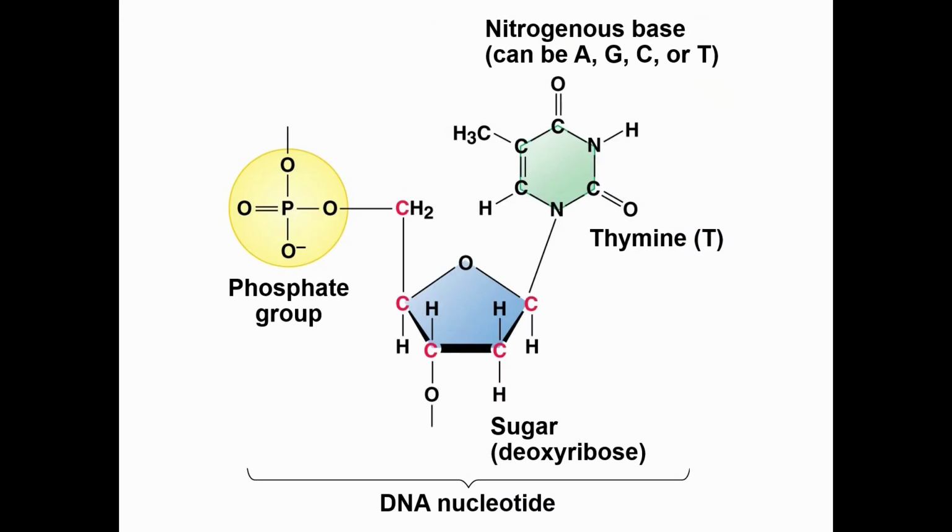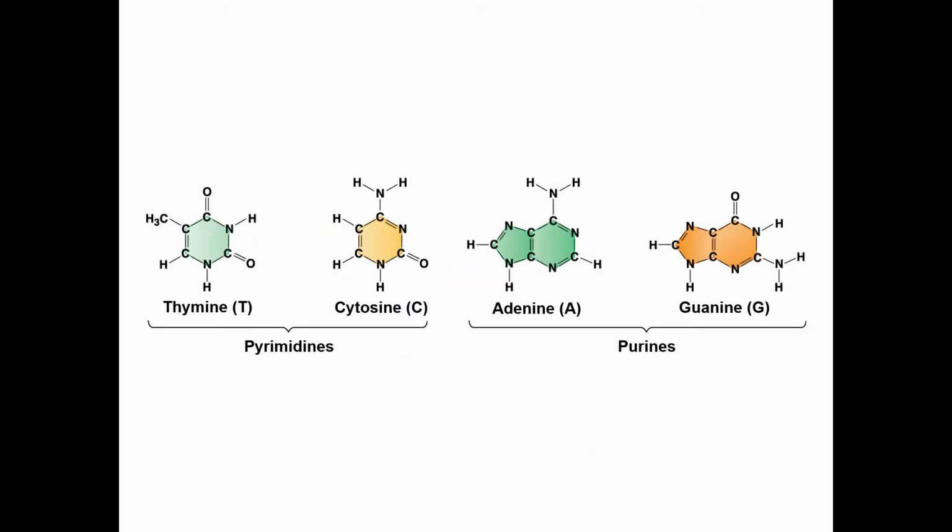Remember that a nucleotide is made up of 3 major parts: a nitrogenous base, a sugar, and a phosphate group. The possible nitrogenous bases that we can use are going to be one of 2 types. Either they will be a pyrimidine, such as thymine and cytosine, or a purine, such as adenine and guanine. Notice that pyrimidines only have 1 circle of carbon, whereas purines have 2. And they're always going to pair pyrimidine to purine.